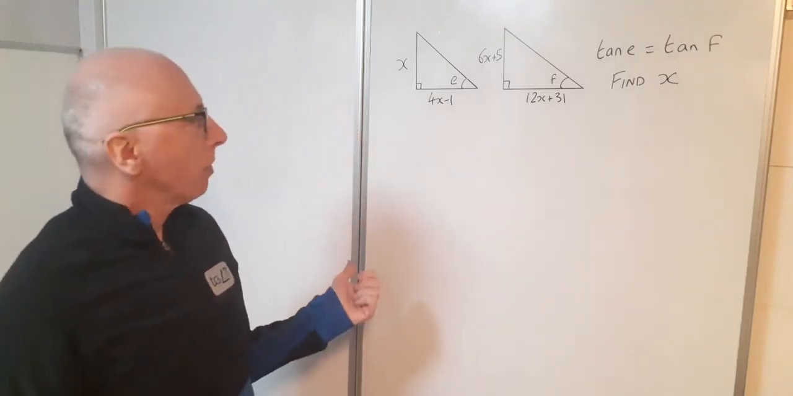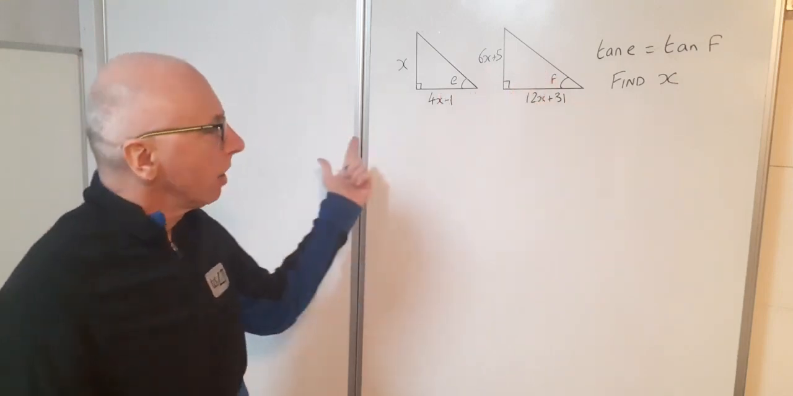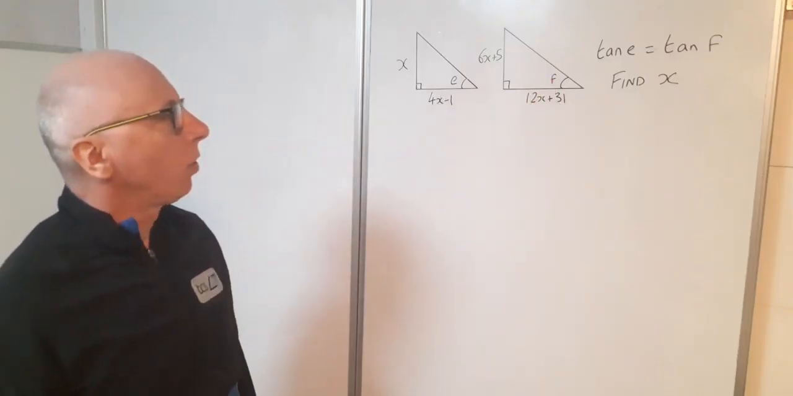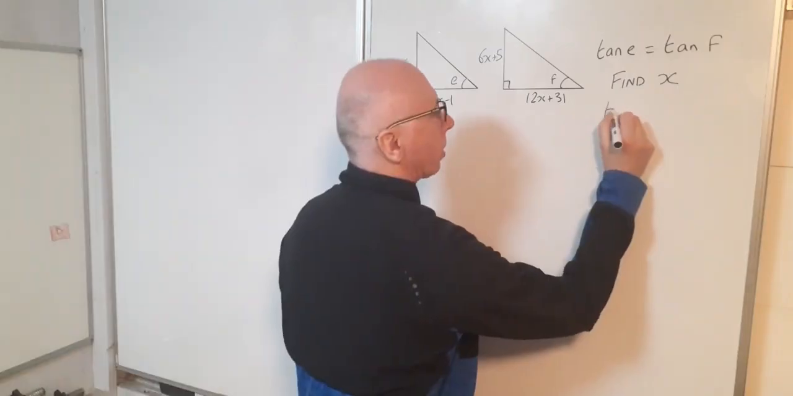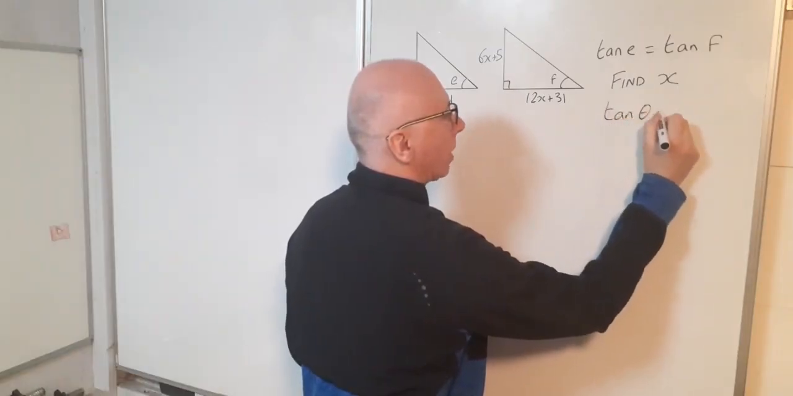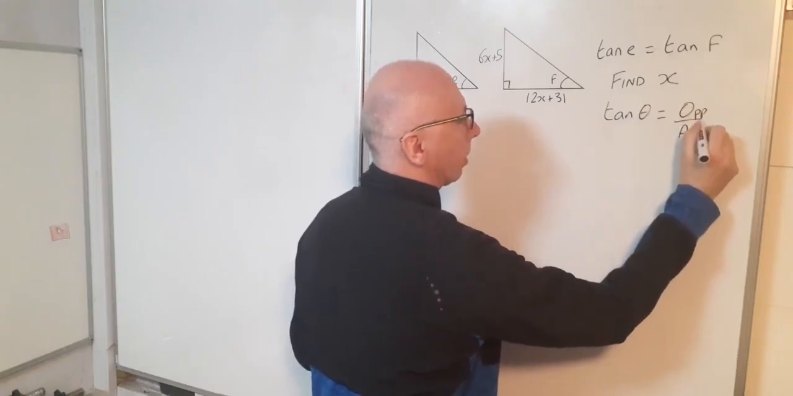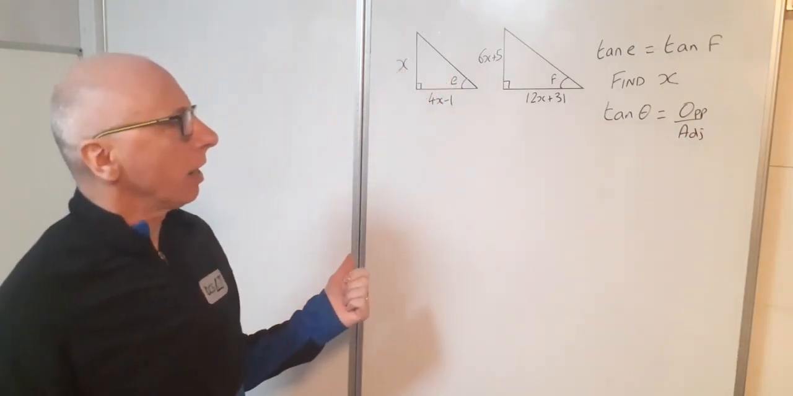So how are we going to go about solving that? We're given an angle and what it's equal to, we need to find x. So first of all, let's use the definition for tangent in SOHCAHTOA. So tangent of any angle theta equals opposite over adjacent. So if we do that, that will give us our tangent of theta.